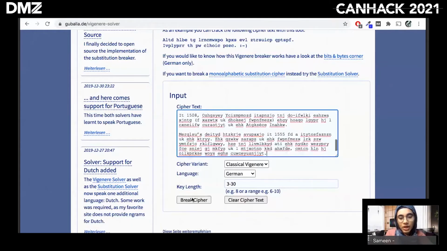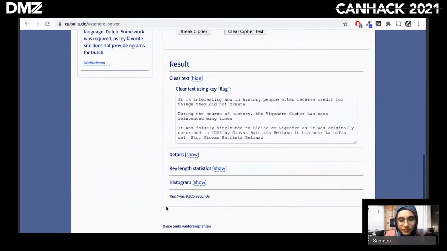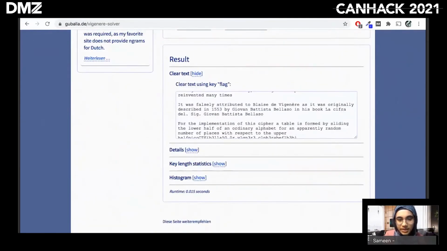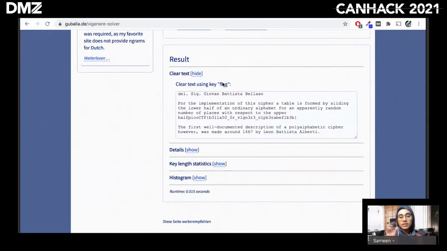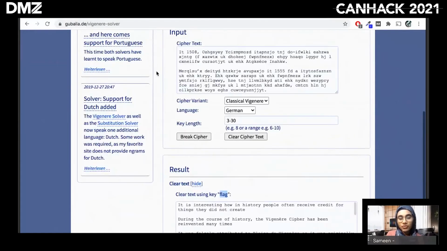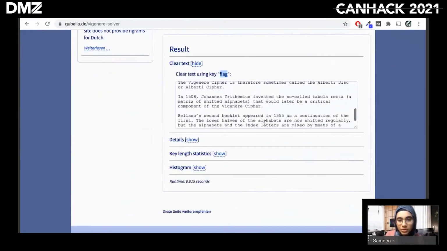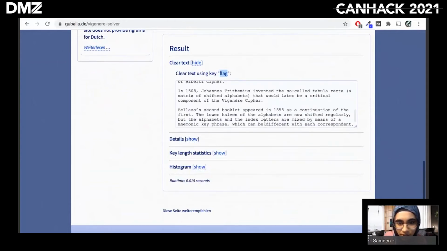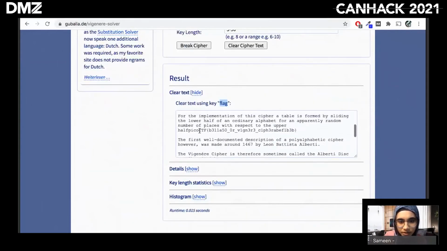It worked when I tried it. Break cipher. Okay, so it worked finally. And the key that the Vigenere cipher was using was flag. We didn't know that key, so it would have been hard to solve, but using this Vigenere solver, we were able to do it. And so the flag is somewhere in here. It's right here. picoCTF right there.